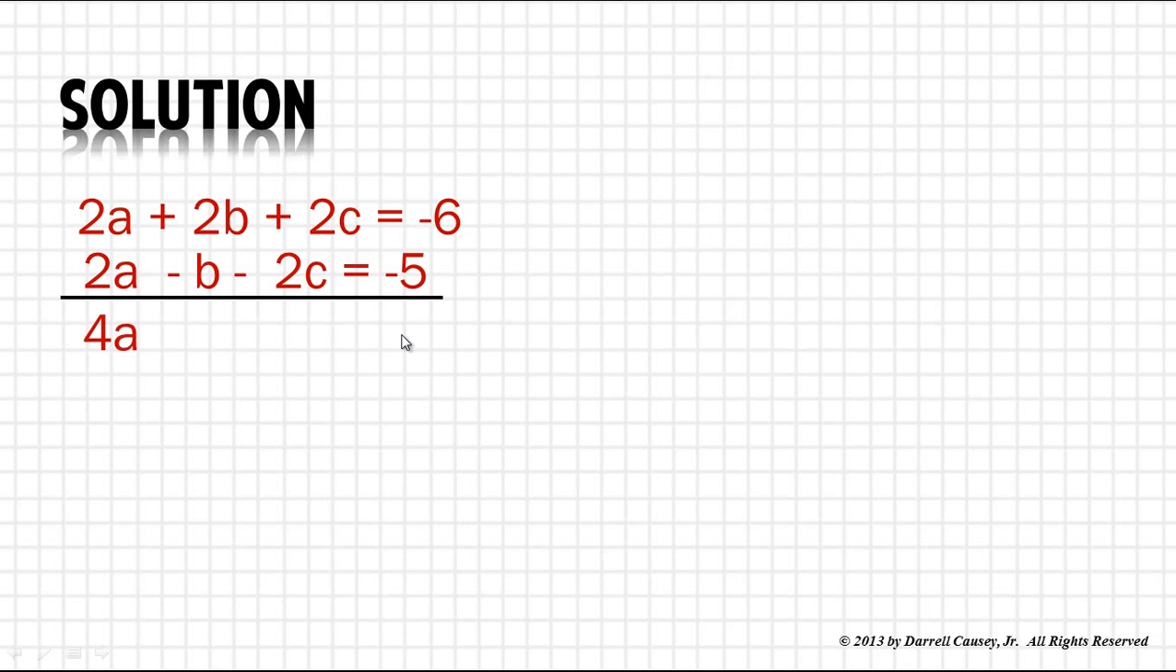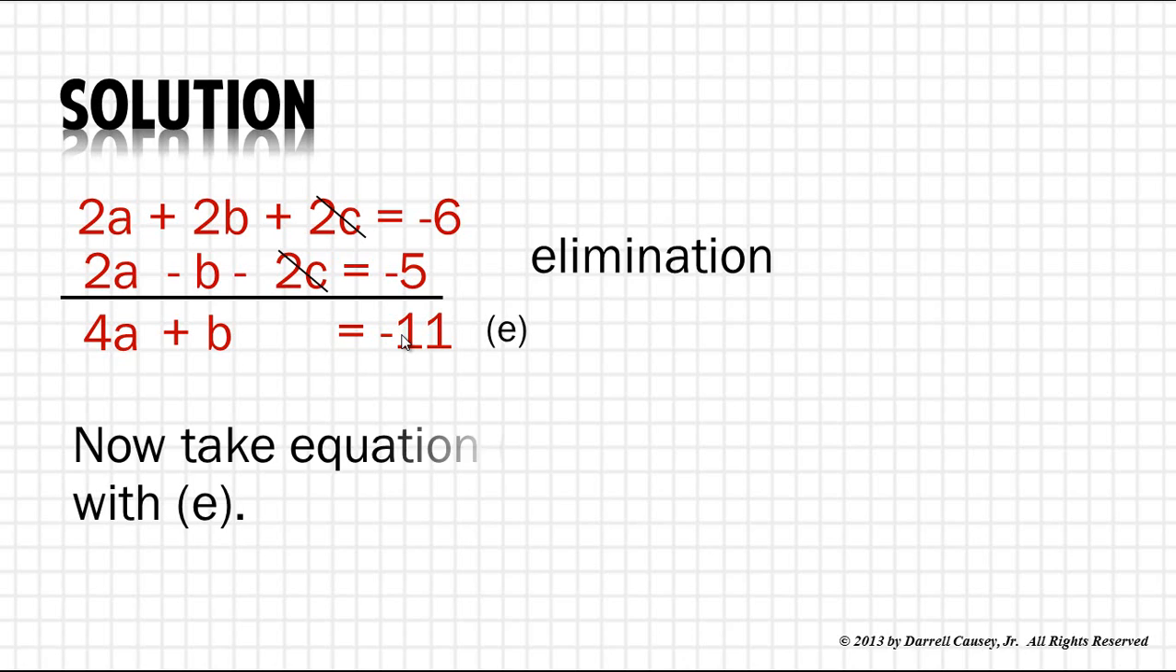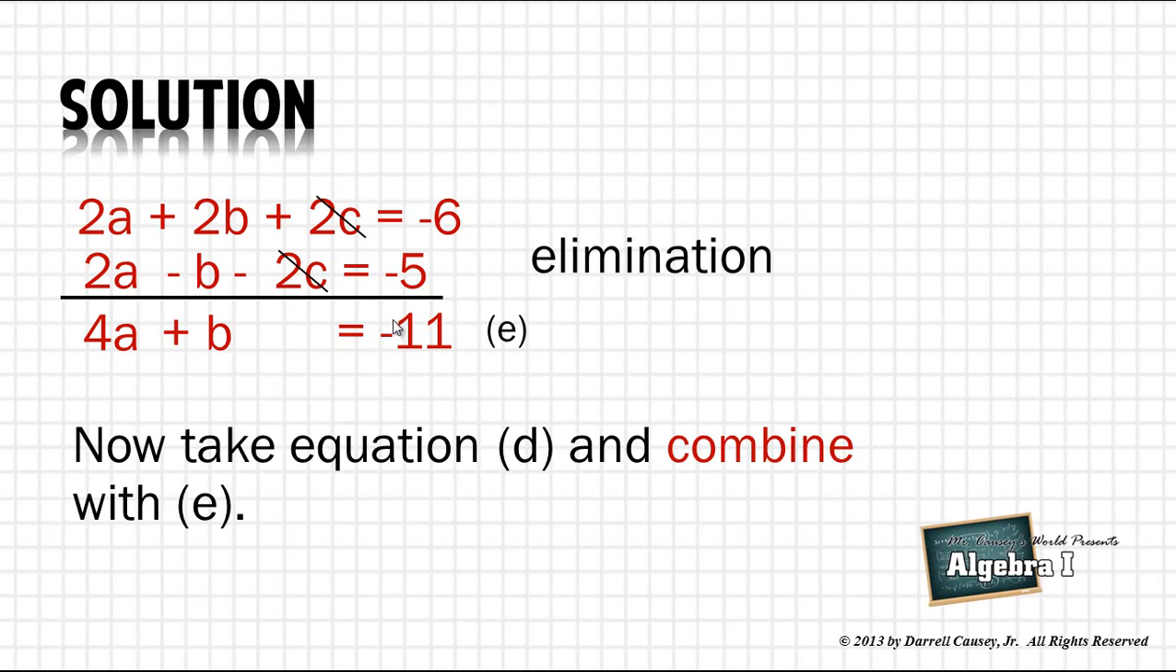So 2A plus 2A is 4A. 2B plus negative B is B. The two C's are opposite, so they eliminate. And negative 6 and negative 5 is negative 11. And now we have equation E. So we created two new equations, equation D and equation E. And let's take D and combine it with E.